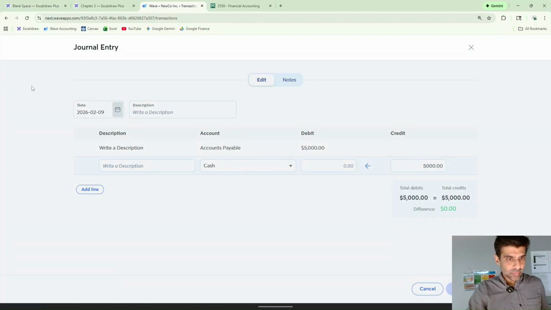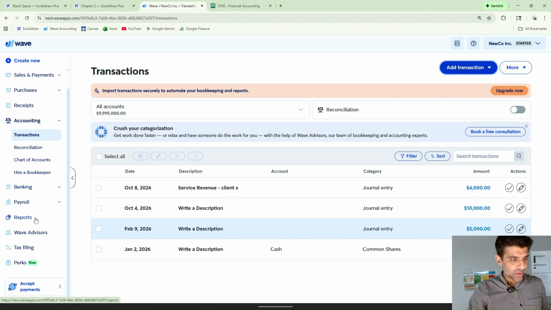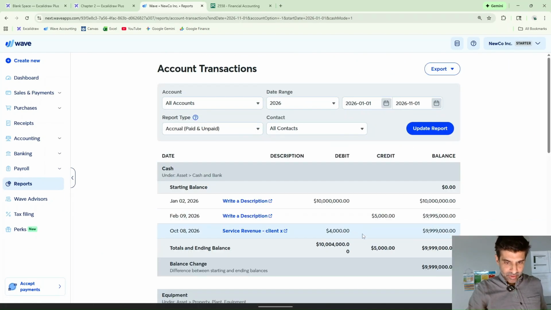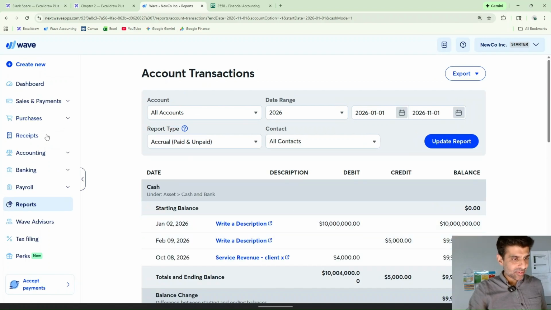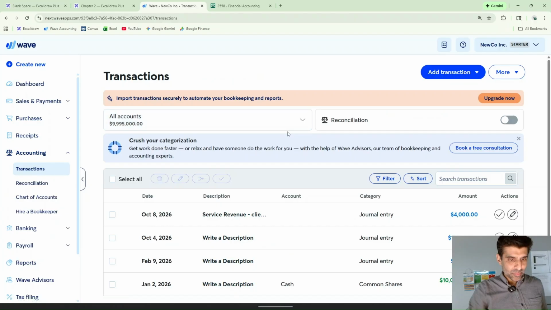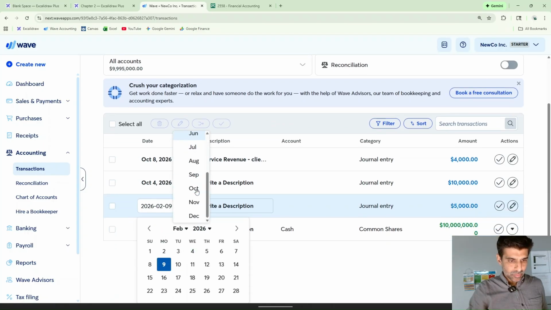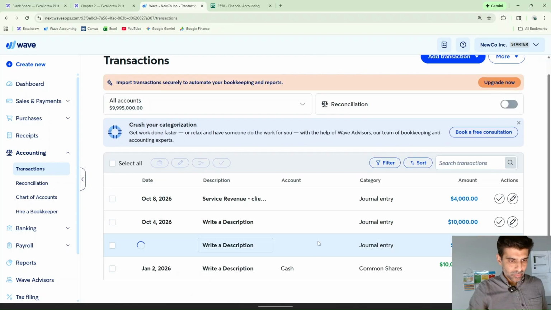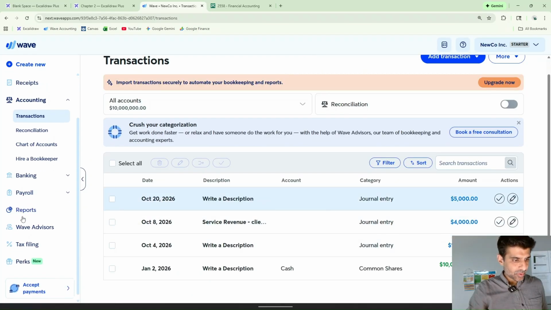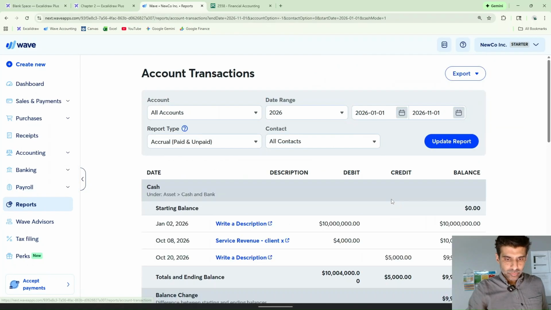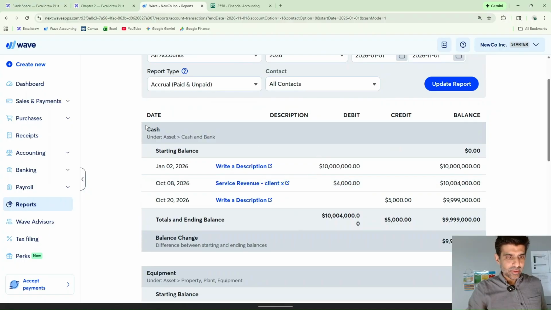Okay. So I'm going to save this. Let's go back and see what happened. Okay. So you can see with cash, oops, the date of this. Let me fix that. Okay. So let's go back. Okay. So you can see here now, let's look at our cash T account essentially.